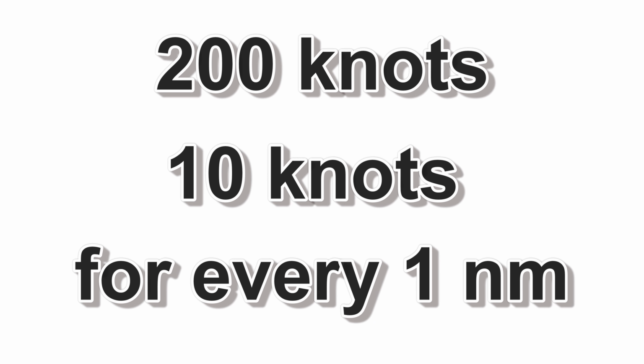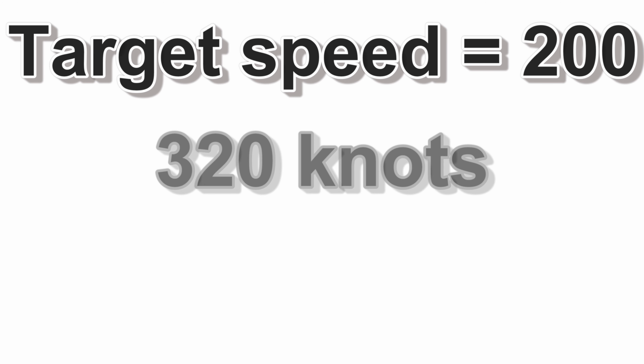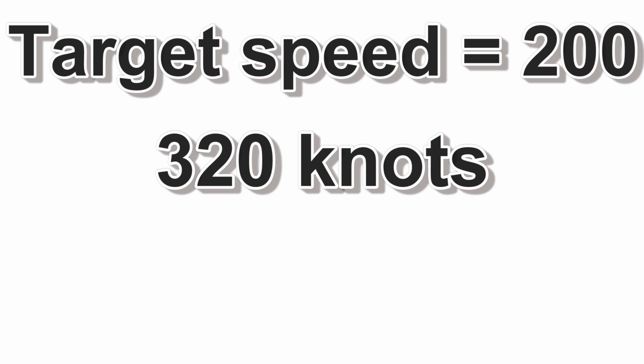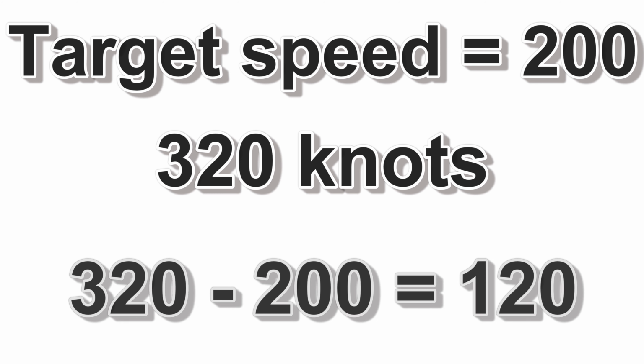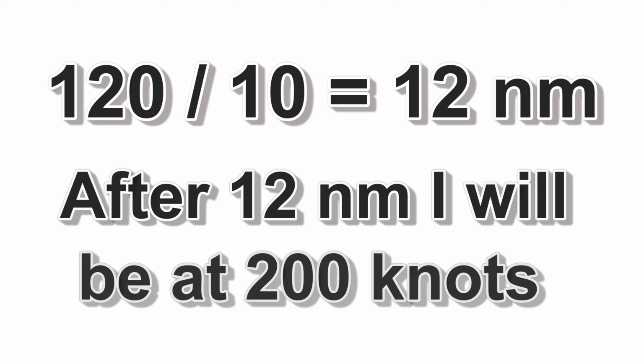So I have a target speed of 200 knots, and let's just say my aircraft is currently traveling at 320 knots. Well, I need to subtract these numbers to find out how much speed I need to reduce by in order to reach 200 knots. This is easily done in my head, which comes out to 120 knots. 320 minus 200 equals 120 knots. Now, I would take that number and divide it by 10, which is 12 nautical miles. This is how many nautical miles it should take me to reduce my speed down to 200 knots.